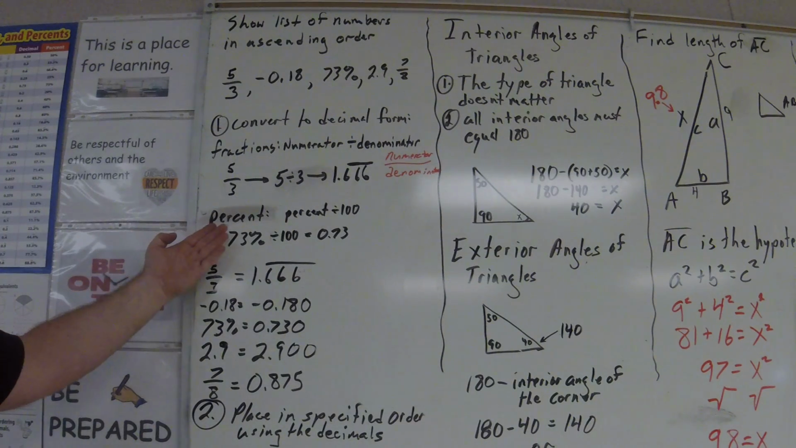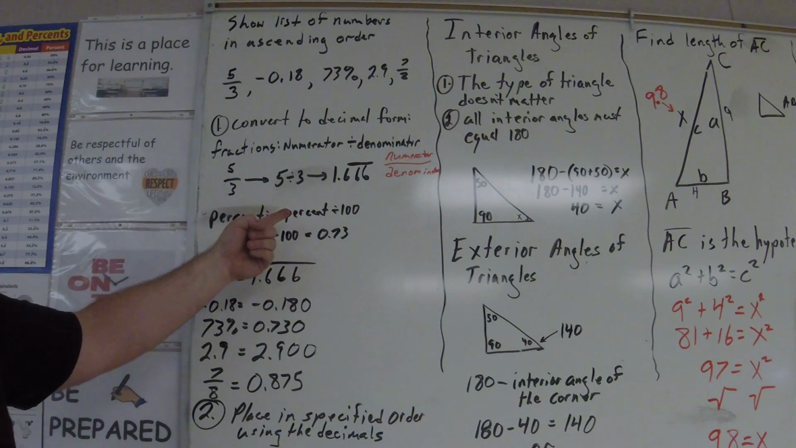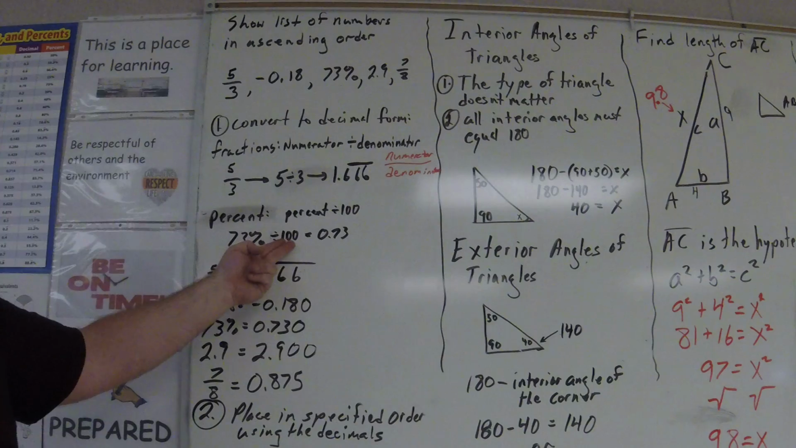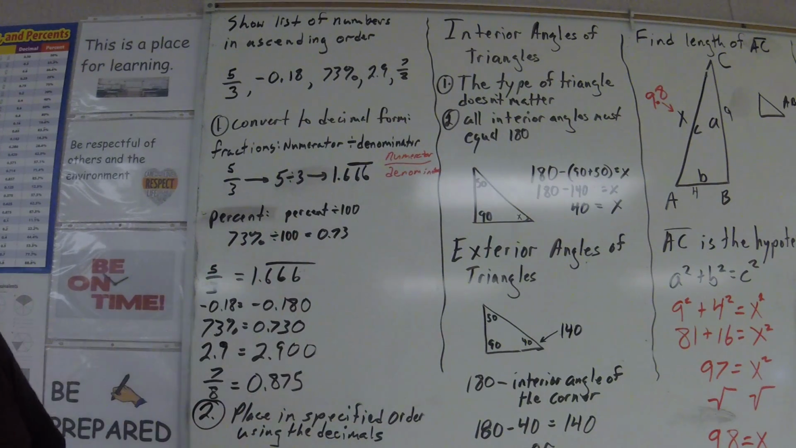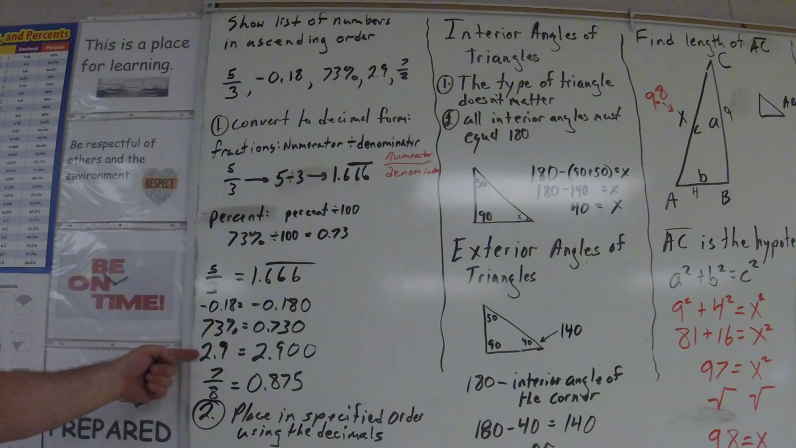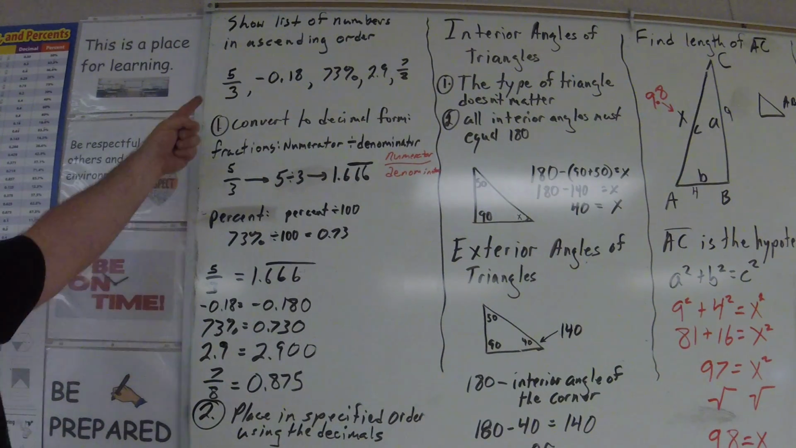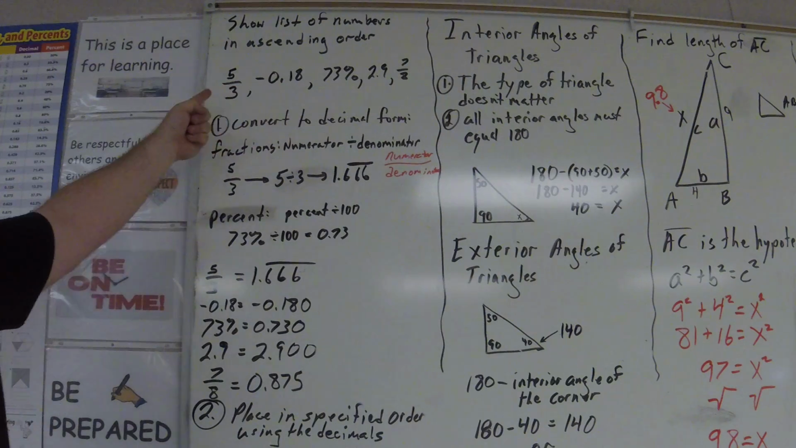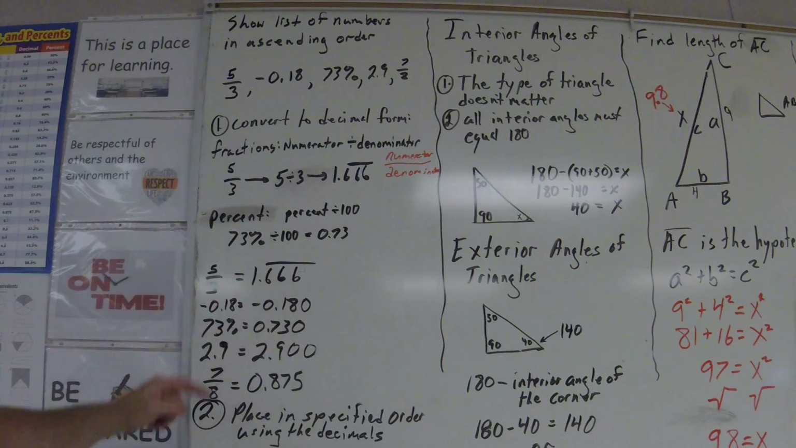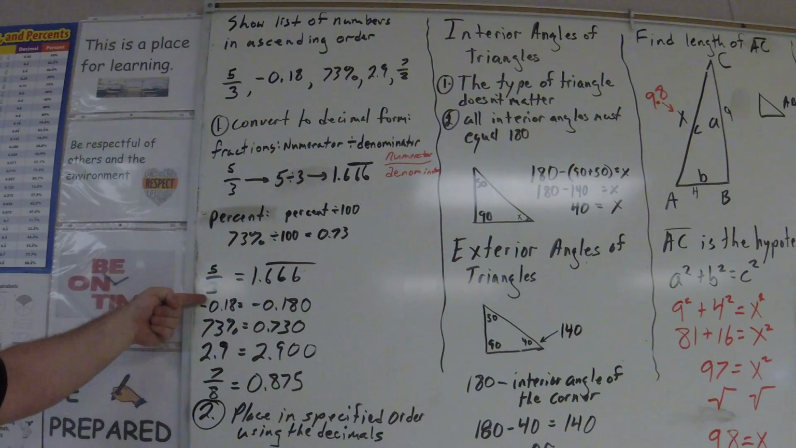How about our percent? Percent's super easy. You take whatever percent it is and divide that by 100. So 73%, divided by 100, gives us 0.73. All right. Here I made a list of all the numbers I was given in the original sequence, and I wrote their decimal equivalents next to each of these numbers.